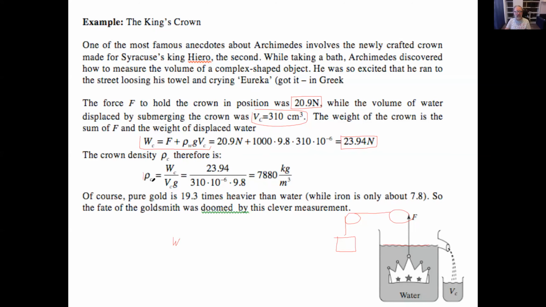where rho is the density of the metal. So you take the weight, which is the total weight of the crown, and divide it by the volume, which you figure out by spilling the water. The G is the G, and I don't know if he knew about the G because that's Newton, but he probably had something else. In today's algebra, we do that and we end up with 7,880 kilograms per cubic meter.